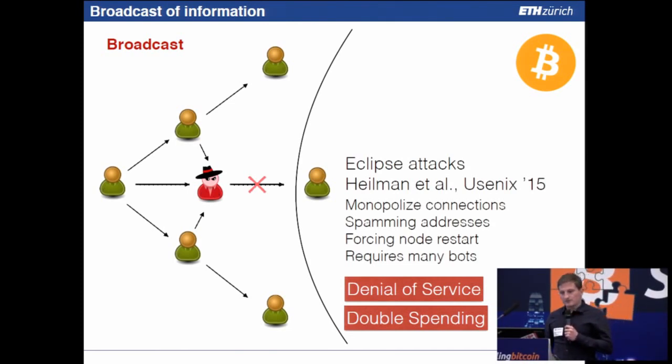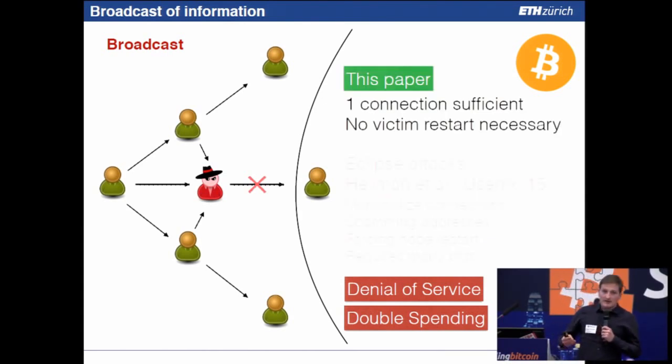So in this talk, and in the associated paper, we present a technique with which we can perform an eclipse attack, such as this one, with only one TCP connection. And we don't make any prior assumptions about the connections of the victim.